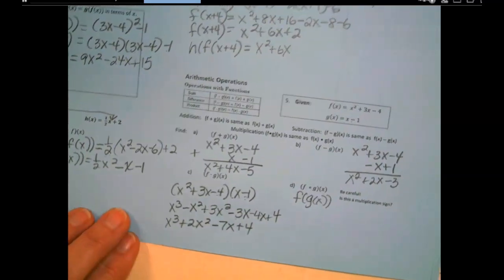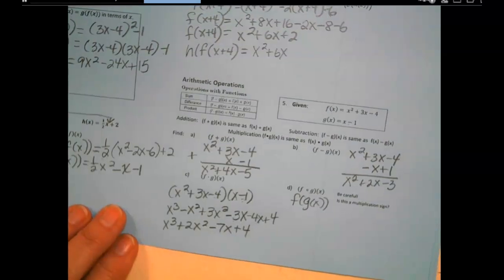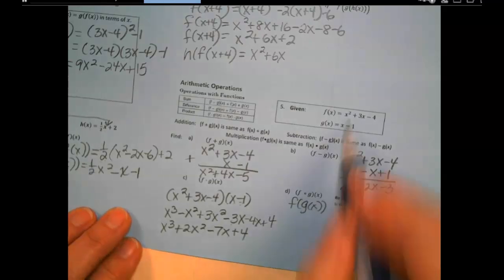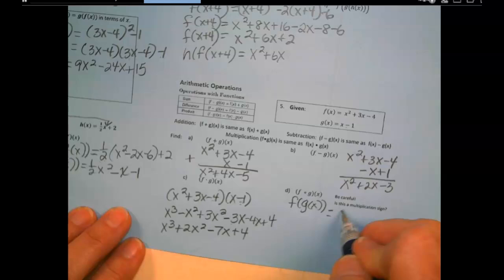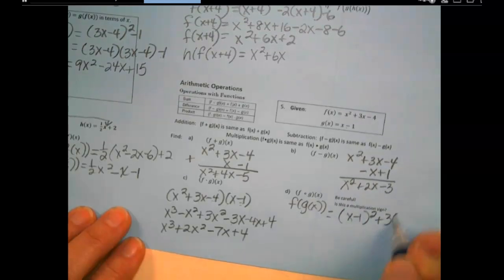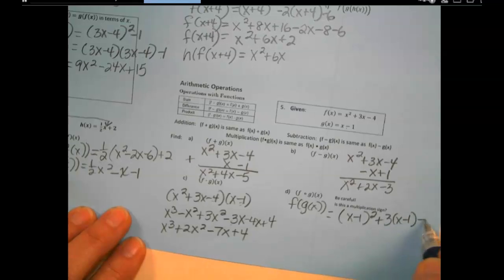So what's the very last thing I have to do, y'all? I'm going to take the g of x and substitute it in my f of x. So this is going to give me x minus 1 squared plus 3 times x minus 1 minus 4.